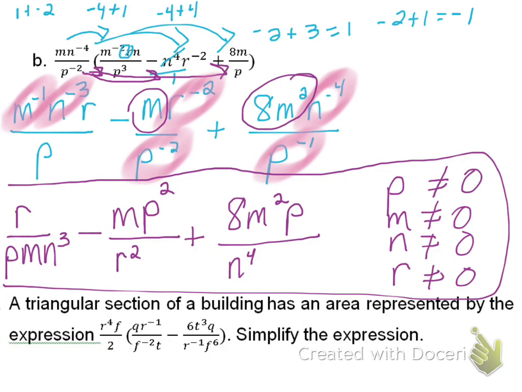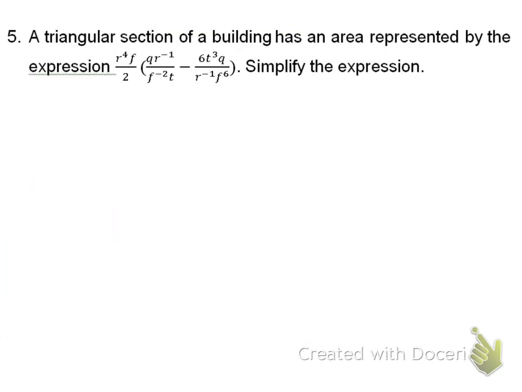Moving on to the last example. A triangular section of a building is an area represented by this expression. Simplify the expression. So we're simplifying, which means distributing and getting rid of the inclusion symbols or parentheses. So the first one, numerator, we have an r to the fourth and an f, which there's no other f's there, and then a q and an r to the negative 1 power.